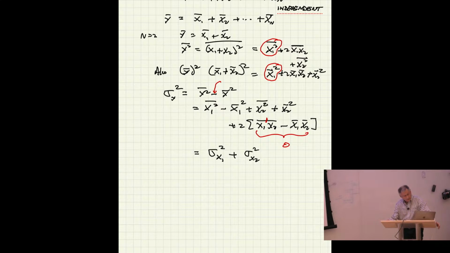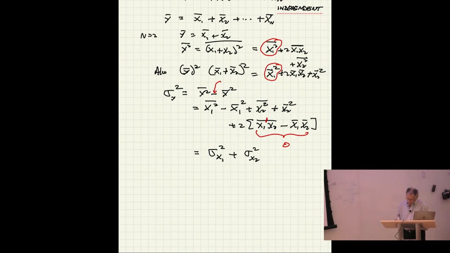Now, if they're not independent, and it's a homework problem you're going to get with that, you can't do this red thing. You'll have to account for what that is. It'll force you to remember that if things are not independent, you don't get that simple result.